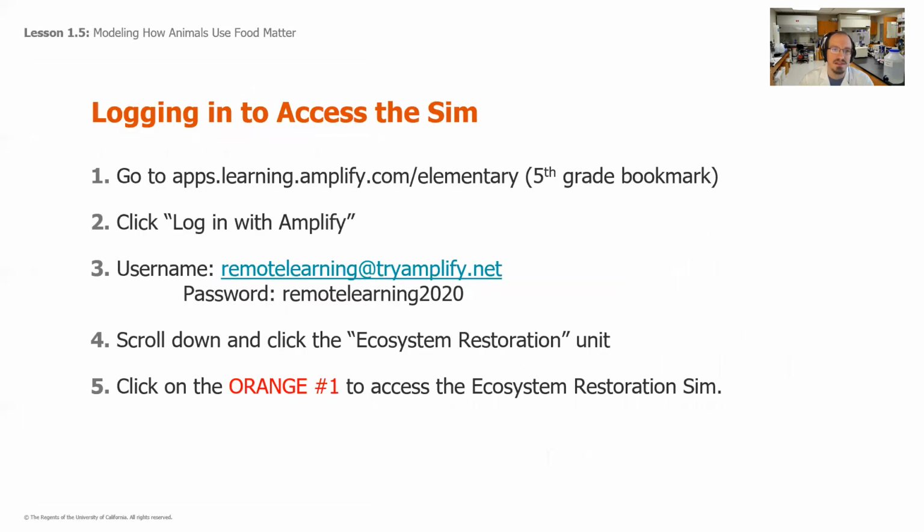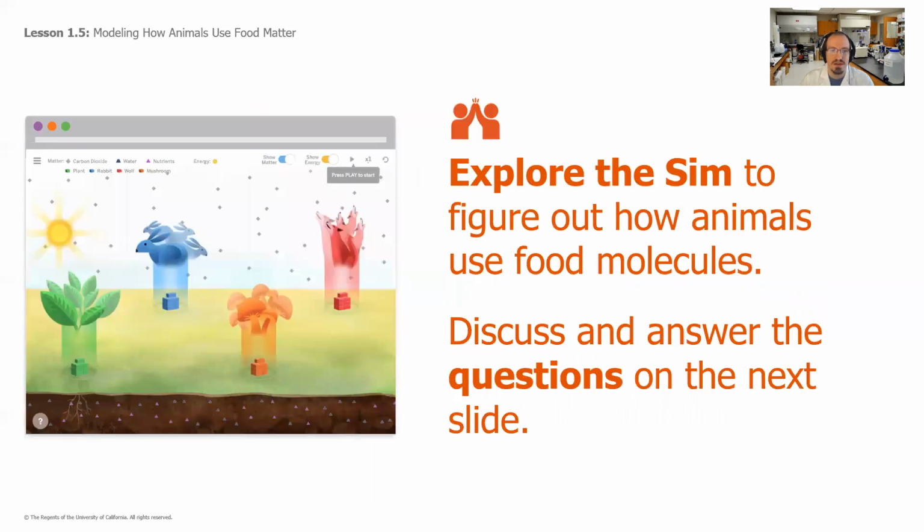To access the sim, as always, we're going to go to our 5th grade science bookmark up in our UP Middle School bookmarks folder. We're going to click Login with Amplify. We're going to use our remote learning username and password: remote learning at tryamplify.net for the username, and the password will be remote learning 2020. We're going to scroll all the way down to the bottom until we find the ecosystem restoration unit. We're going to click on that, and then you'll have to click on the orange number 1 to access the sim. So we want to explore that sim, figure out how animals use those food molecules, and then think about and answer the questions that are going to pop up on the slide right now.